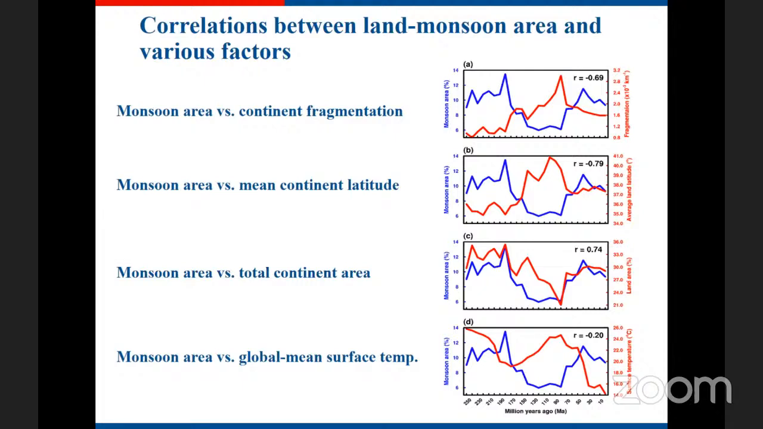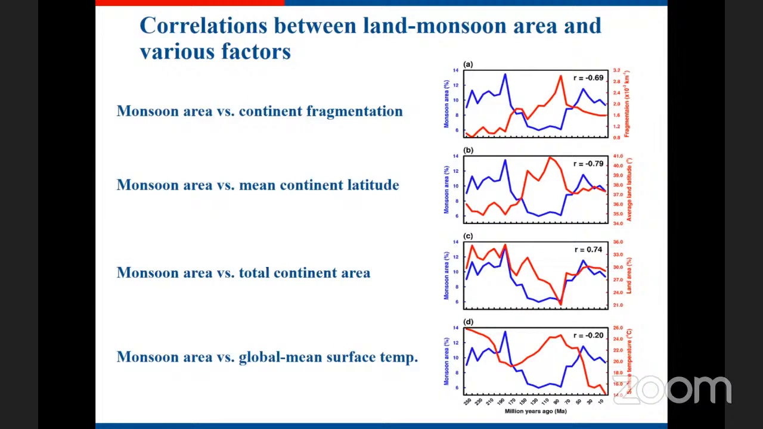We can see the monsoon area has a negative correlation with the continent fragmentation. The continent fragmentation has a peak at 80 MA. At that time, the monsoon area is very small. That means if you have smaller continents, the land-sea contrast would not cause very large monsoon areas. So actually during all the Cretaceous time, the monsoon area was very, very small.